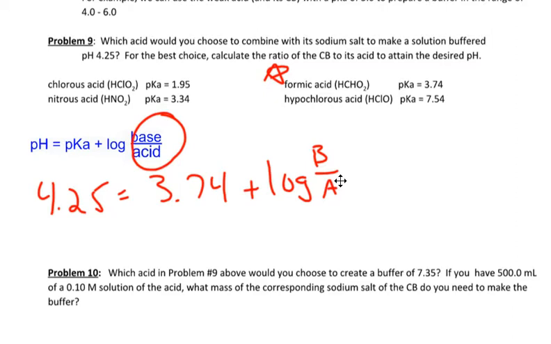So let's do the math and make sure that how I reasoned it through works with my math. You're doing algebra. What do you do next? Hopefully you know you have to subtract. Subtract each side by this number, and you should get 0.51 is equal to the log of base over acid. So you're in math class, and you're trying to find what B over A is. Well, what is a log? A log is an exponent. So let's make that 0.51 into an exponent.